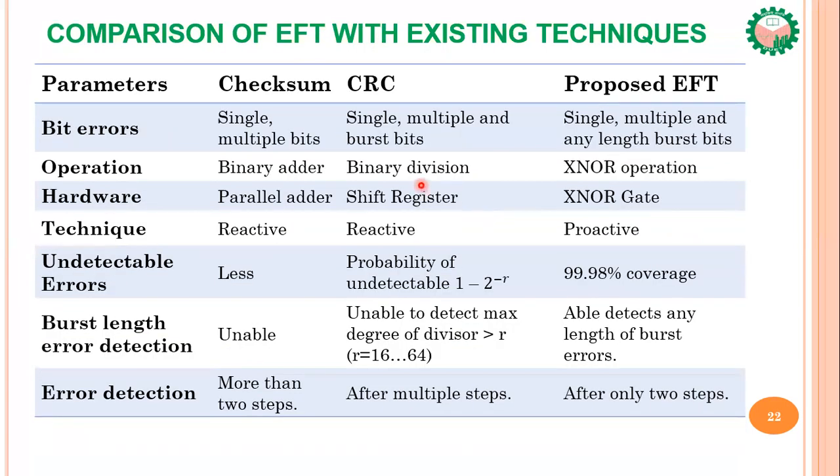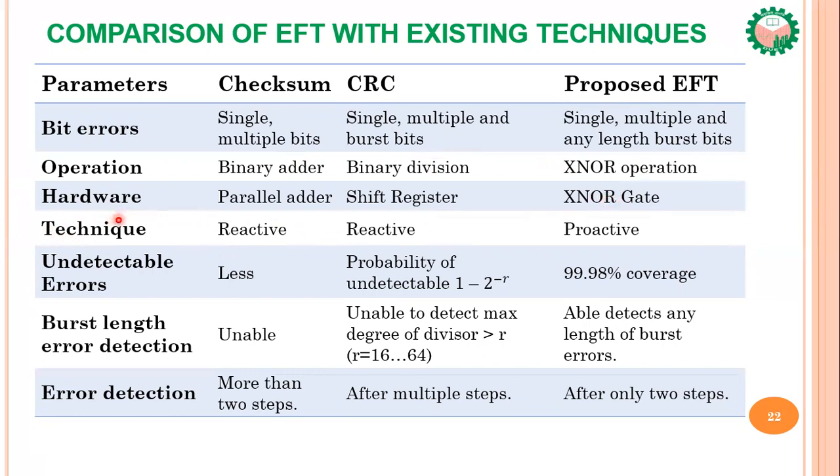The comparison of effective fault tolerance with existing techniques. The parameters: the bit error of CHECKSUM is single bit, multiple bits. CRC is single bit, multiple bits, and burst bit error. I propose EFT is single bit, multiple bits, and any length of bits error. The operation of CHECKSUM is binary adder, CRC is binary division, and the proposed EFT is XNOR operation. The order of CHECKSUM is parallel adder, CRC is shift register, and EFT XNOR bit.